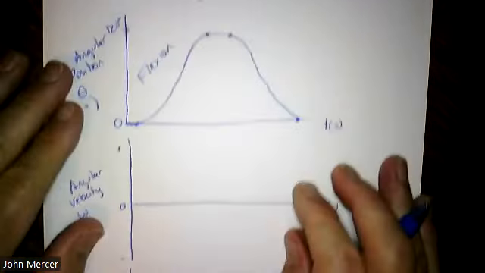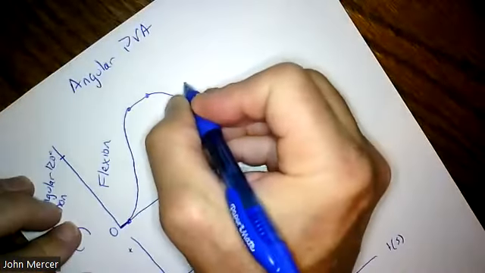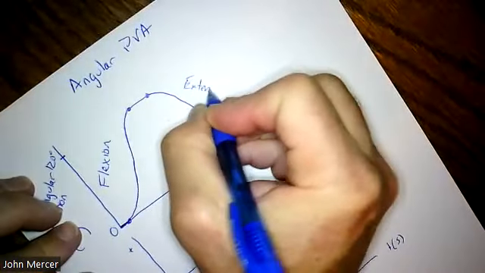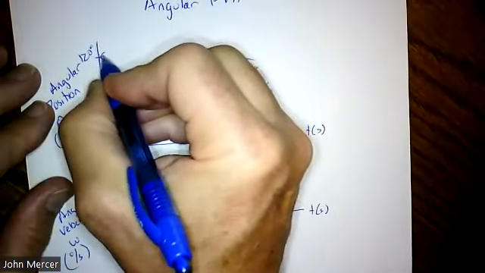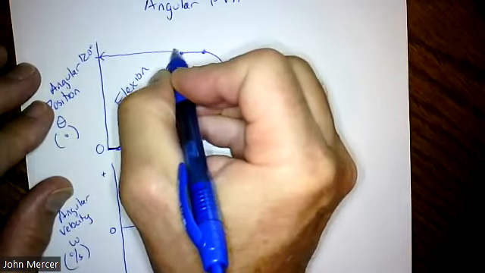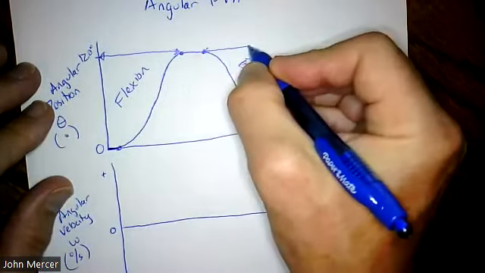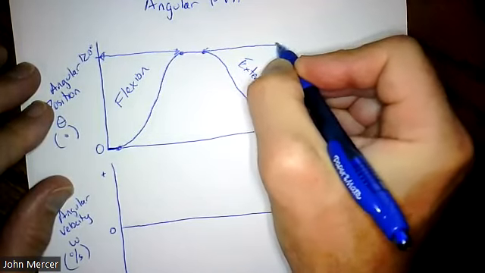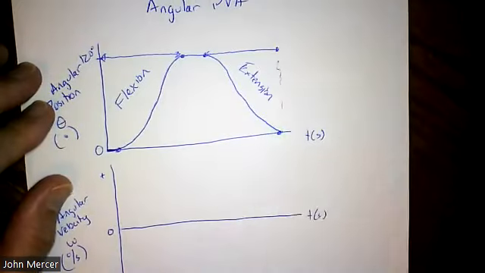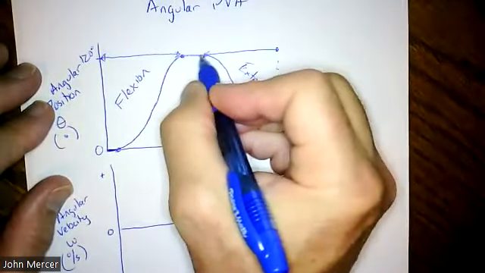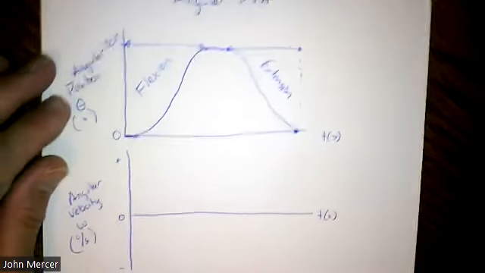All right, so now we have our angular position. So we have flexion, and then we have extension. So flexion phase up until here, and then extension until the end. Okay, and then just here we're in a static position of no movement.